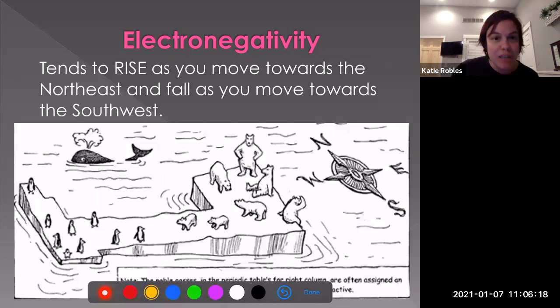So if you look at electronegativity, this entire analogy today is based off of penguins and polar bears. You can see that the polar bears, the ones with the stronger, bigger electronegativity, live up in the northeast side of the periodic table, and the penguins live kind of down in the southwest side. This is just to say that the polar bears have very strong electronegativities, which means that they are tugging on those electrons even more.